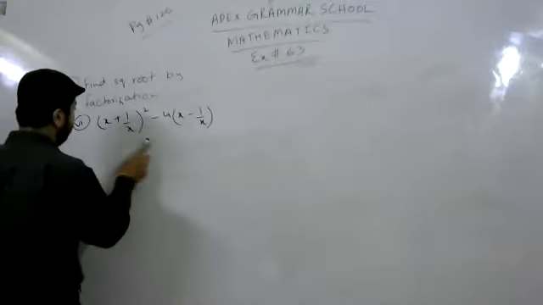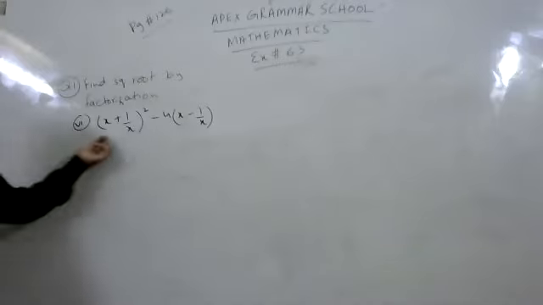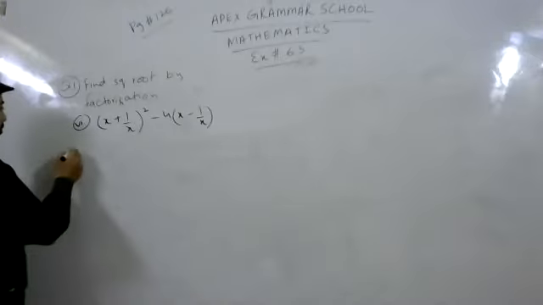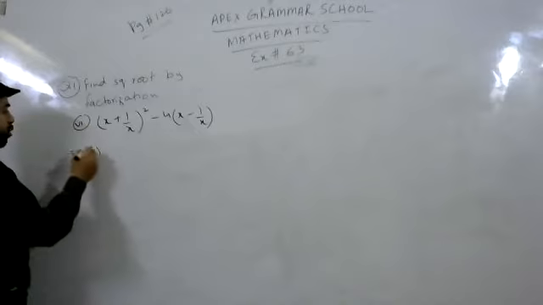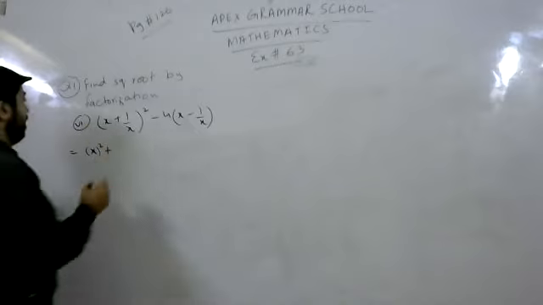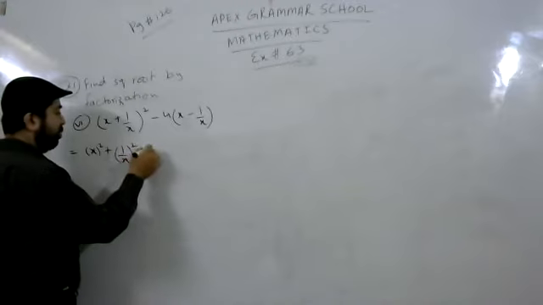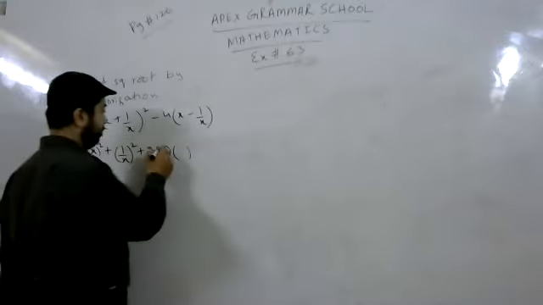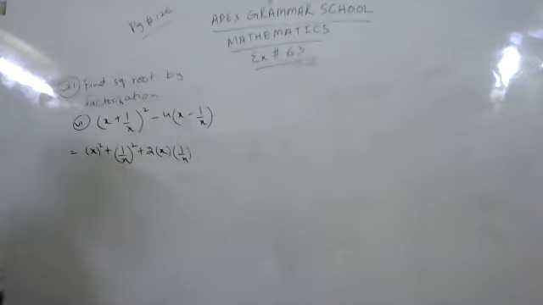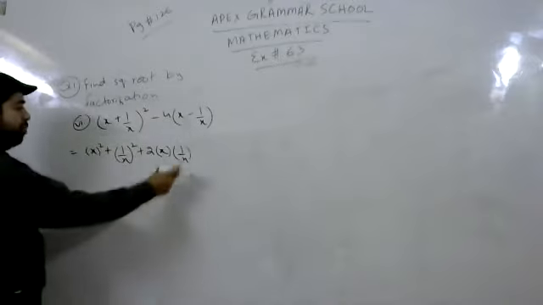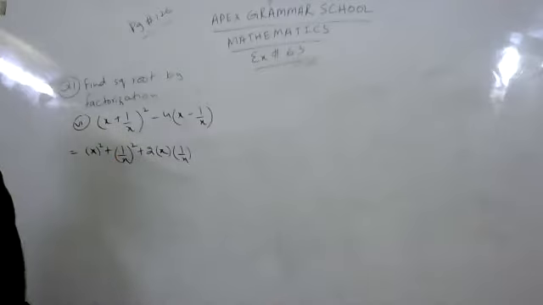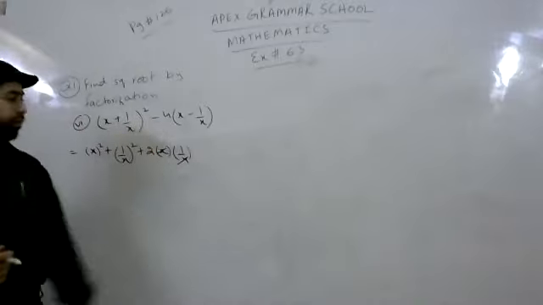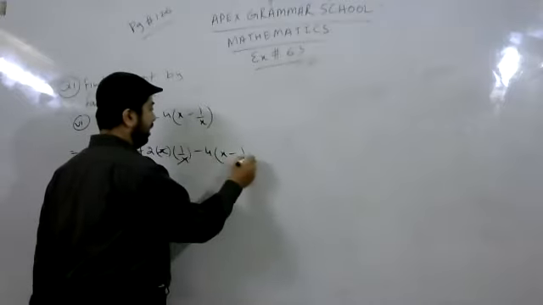You can see that this is x plus 1 over x whole square. Firstly, you need to open it. This is of the type a plus b whole square. So open it: a square, that is x square, plus b square, that is 1 over x whole square, after that plus 2ab. The value of a is x, the value of b is 1 over x. So this x can cancel with that x. After that, we are left with minus 4 times x minus 1 over x.